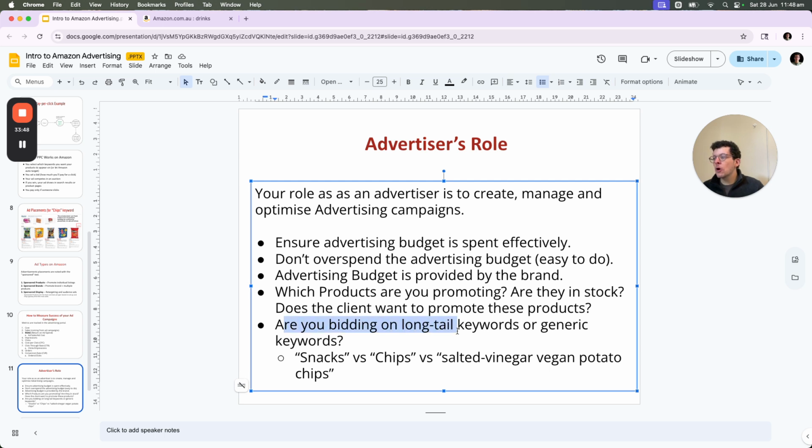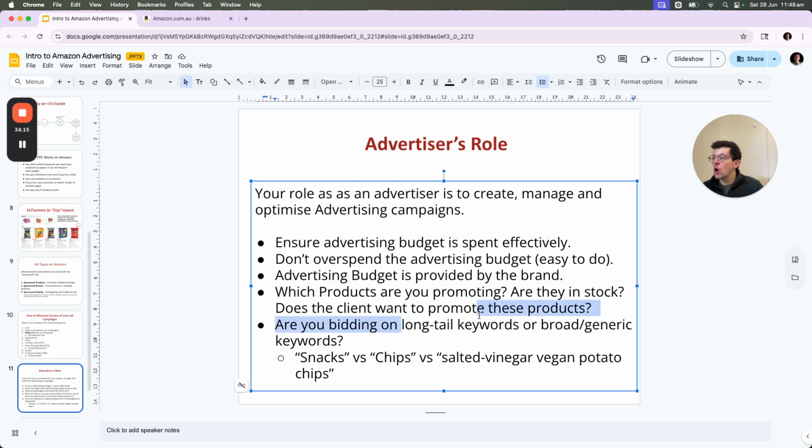Are you bidding on long tail or generic keywords? So what this means is a long tail keyword is a specific keyword. For example, salted vinegar vegan potato chips. Very long tail. That's what it's called. It's an industry term, long tail keywords. And then we have broad or generic keywords like snacks, drinks, chips.